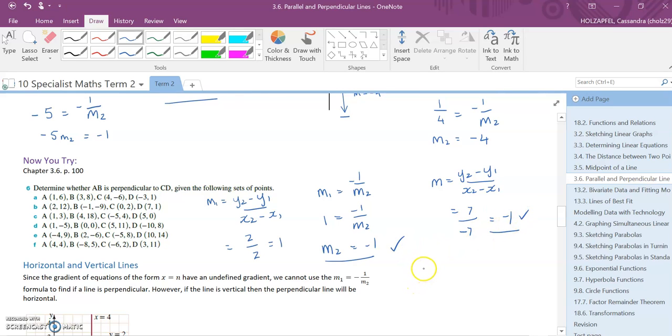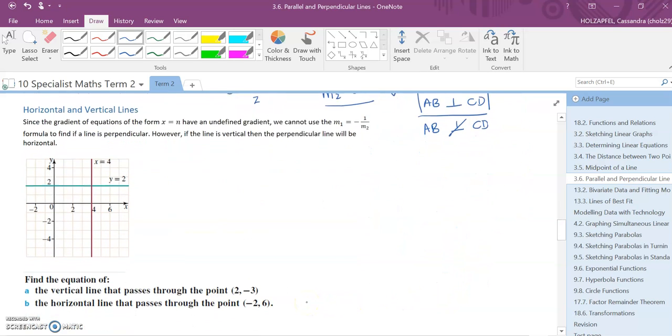So these lines are perpendicular to each other, and there's a special way that we write that. So the line AB is perpendicular to the line CD. All right, so what I want you to do now is have a go at B, C, and D for me, making sure that you're using this particular notation. Now, if it is not perpendicular, then we obviously are not going to write that. We'll just write that A and B are not perpendicular to each other.